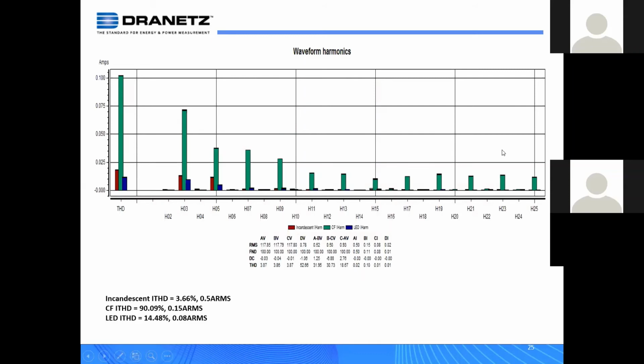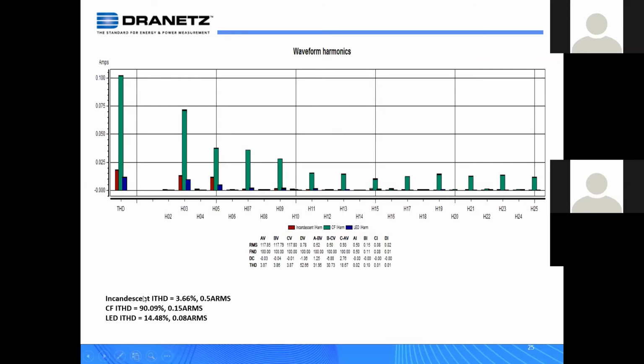Here's the current spectrum from Dranview, but it's really simplified down here on the left. So with the incandescent bulb, the current THD was 3.6%, but it was drawing half an amp. Okay, that was that 60-watt light bulb. And I would argue that this really isn't 3.6% from the light bulb. It just had distortion on the power system there.